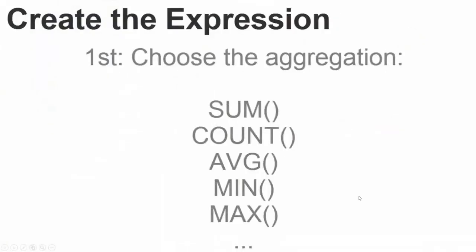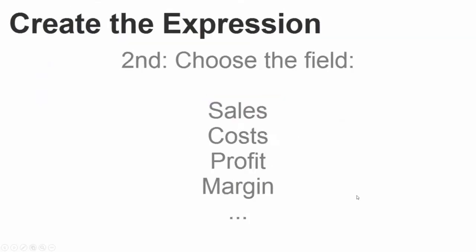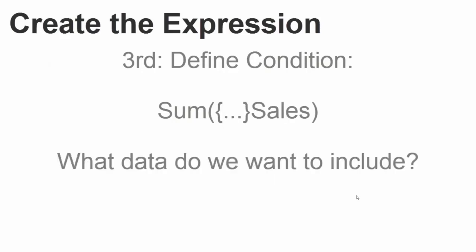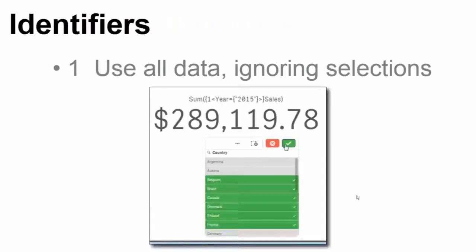Okay, so pretty much if you wanted to break it down, first you choose the aggregation you're interested in, and then you choose the measure or field you're interested in, and then you have your sum of sales. Then you define your condition with these curly braces, and they go right next to the measure, like you see here. Then you think about the data that you want to include or restrict a set to, and you have to use a set modifier, in this case here, and identifiers.